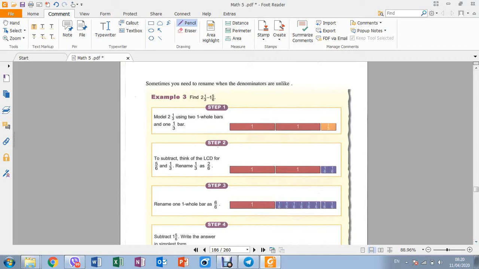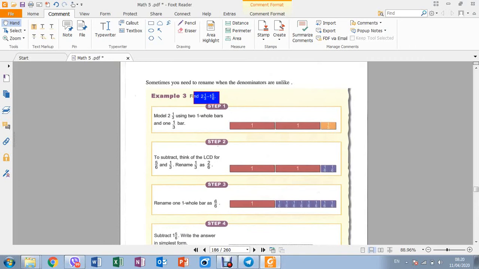Again, this example: find 2 and 1/3 minus 1 and 5/6, okay? And there again, look, we need to find what? The same denominator. Now look at the first fraction. 2 1/3 means I have two whole numbers, this one of them, and this one is the second. And 1/3 shows like this one. This is 1/3, okay?